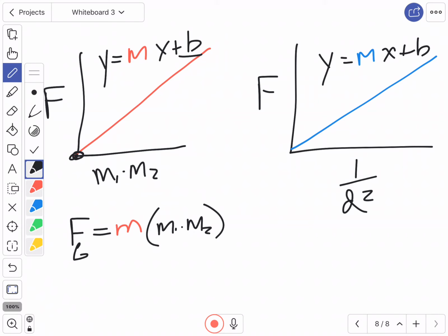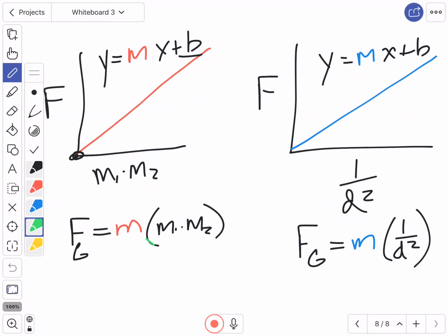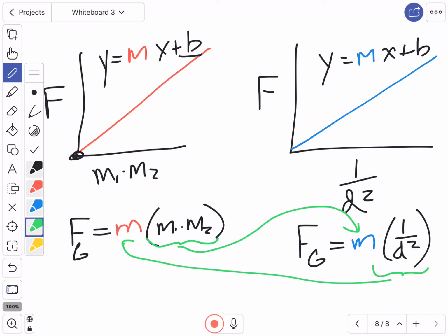On this equation, we have Fg equals, now it's my blue slope times 1 over d squared. Everybody cool with that? So here's what we have to understand. This product of the masses is in this blue slope, and this 1 over r squared is in this red slope.